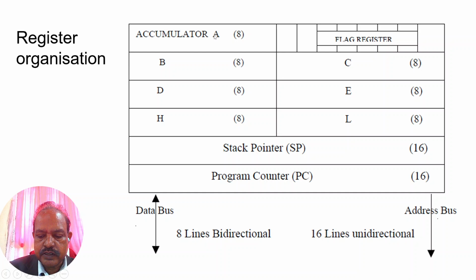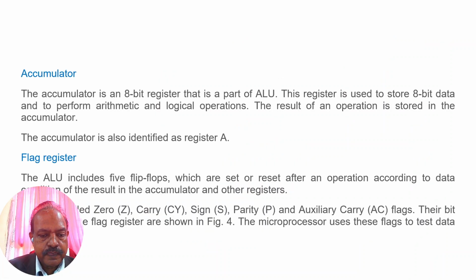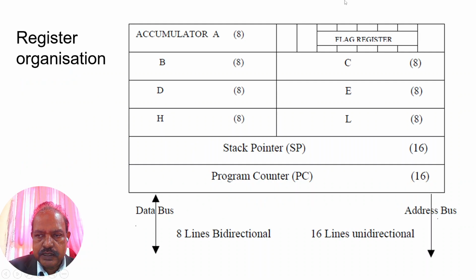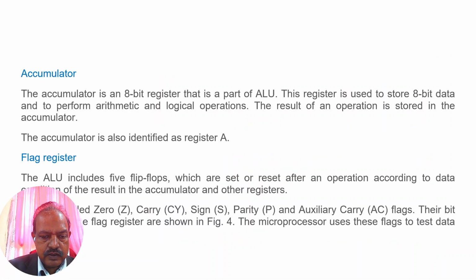Then coming to the flag registers, the ALU includes 5 flip-flops. Where are the flip-flops? You can check it here. Flag register has 1, 2, 3, 4, 5, 6, 7, 8 bits. So 1, 2, 3, 4, 5. These are the middle flag bits. You can check it there, right? So the ALU includes 5 flip-flops which are set or reset after an operation according to data conditions of the result in the accumulator and other registers. So what are they called? Z for zero, CY for carry, S for sign, P for parity, and AC for auxiliary carry flags.